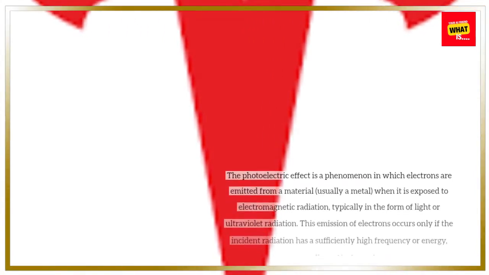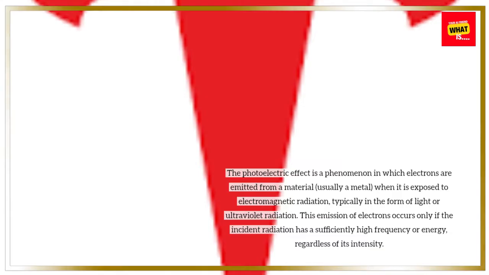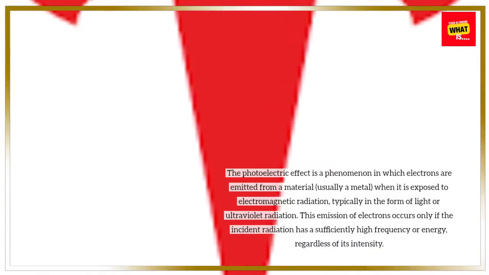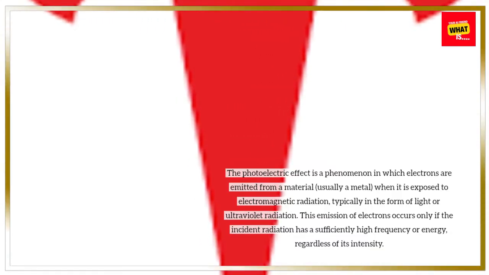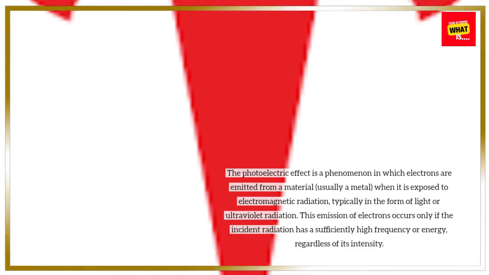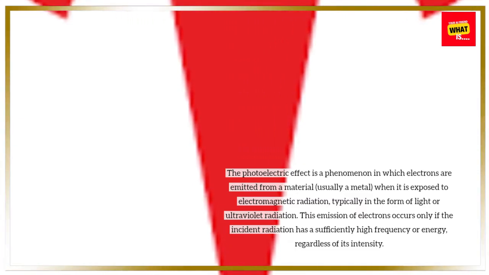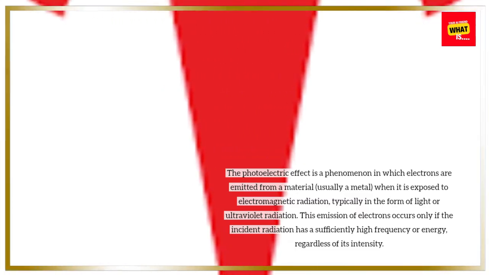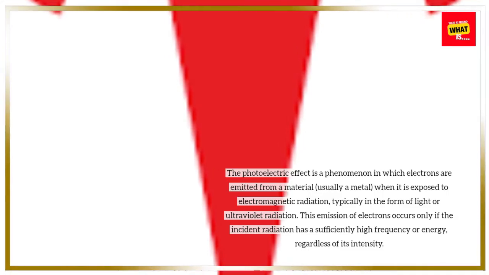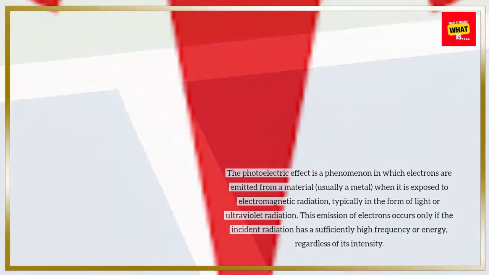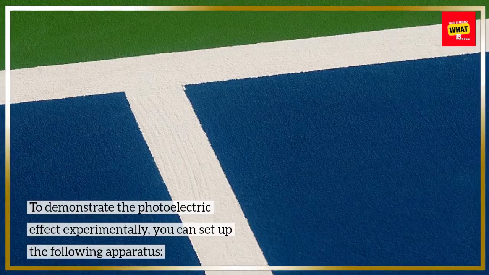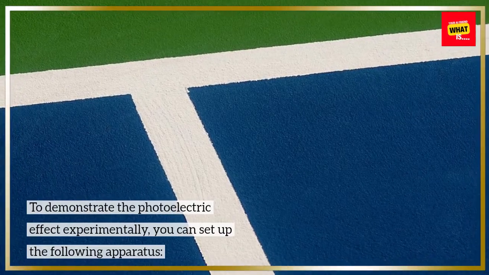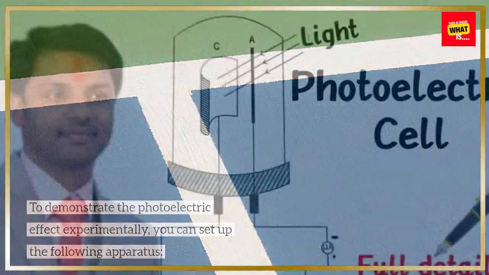The photoelectric effect is a phenomenon in which electrons are emitted from a material, usually a metal, when it is exposed to electromagnetic radiation, typically in the form of light or ultraviolet radiation. This emission of electrons occurs only if the incident radiation has a sufficiently high frequency or energy, regardless of its intensity. To demonstrate the photoelectric effect experimentally, you can set up the following apparatus.